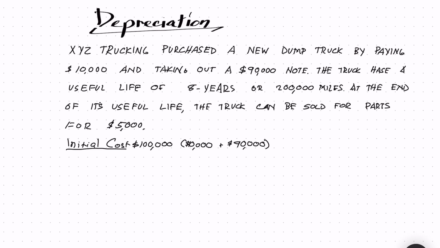Then we're going to need to see what our useful life is. The useful life is the estimate for how long we anticipate this asset will be able to provide benefit to us. It's going to either be in terms of time, in this case it is 8 years, or it'll be in terms of production. And since we are using a truck here, we see that it could be 200,000 miles.